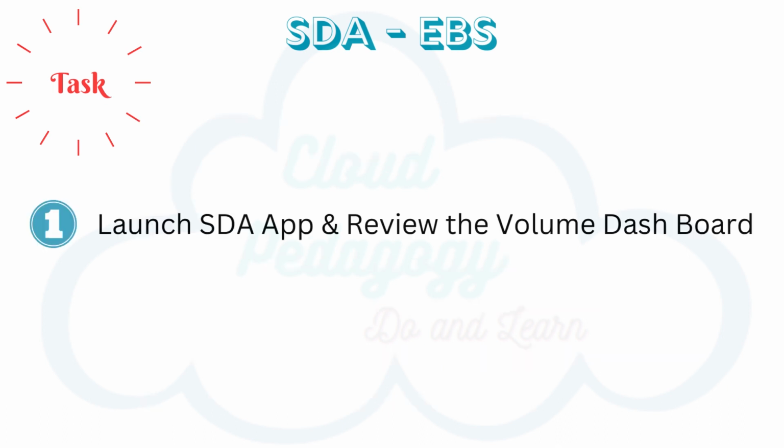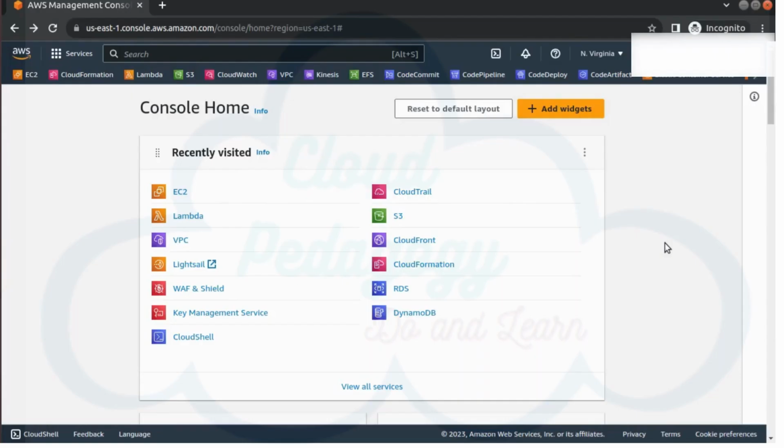Task 1, we will launch the SDA application, which is the student directory application, and we will review the volume dashboard. Any EC2 instance you create using the Amazon Machine Images has an EBS volume attached by default. It happened when we launched our SDA application in the EC2 instance. So let's launch the SDA.